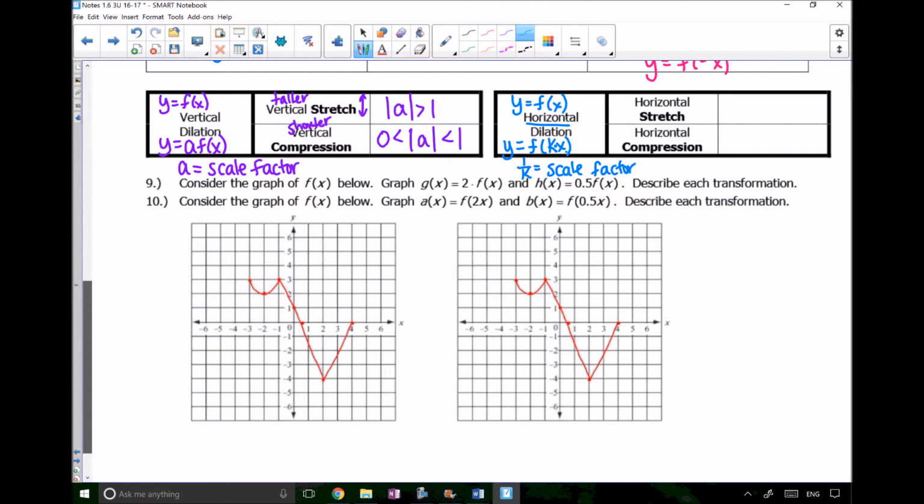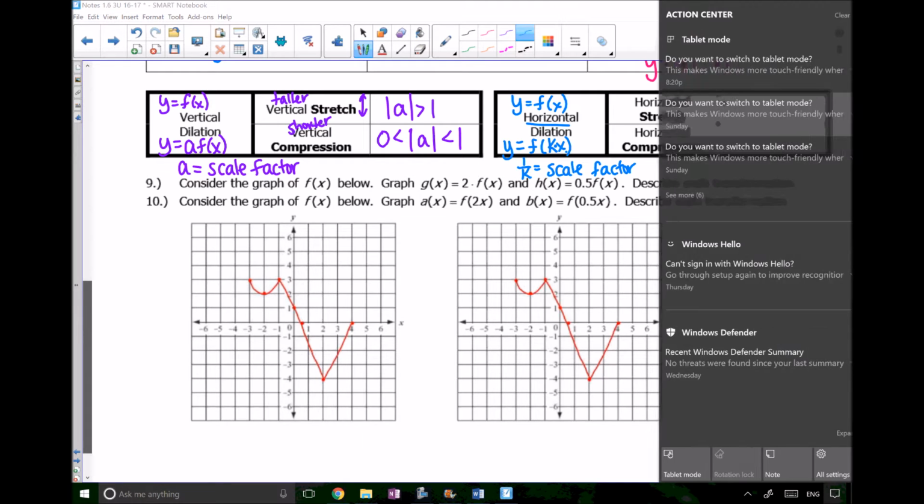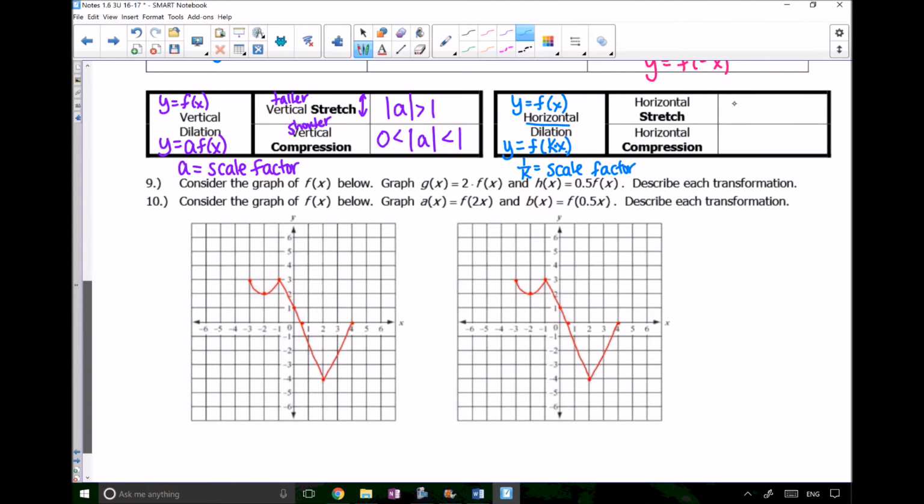Okay, so again, it's going to be a stretch if the absolute value of 1 over k is greater than 1, and it's going to be a compression if the absolute value of 1 over k is between 0 and 1. Now a stretch will stretch it out horizontally, so it's going to get wider because this is a horizontal dilation, remember? And if we do a horizontal compression, it's going to get thinner.